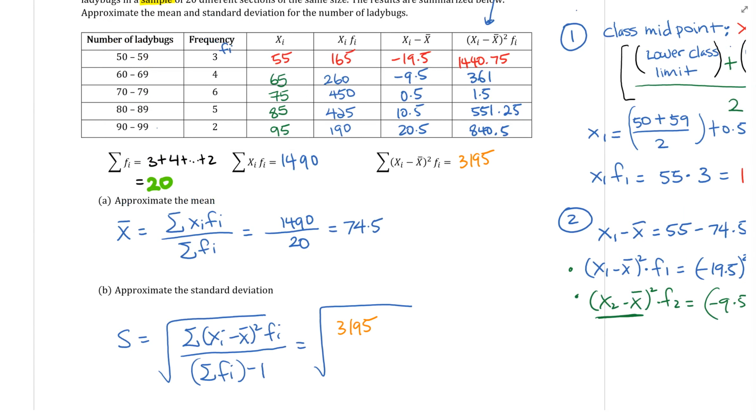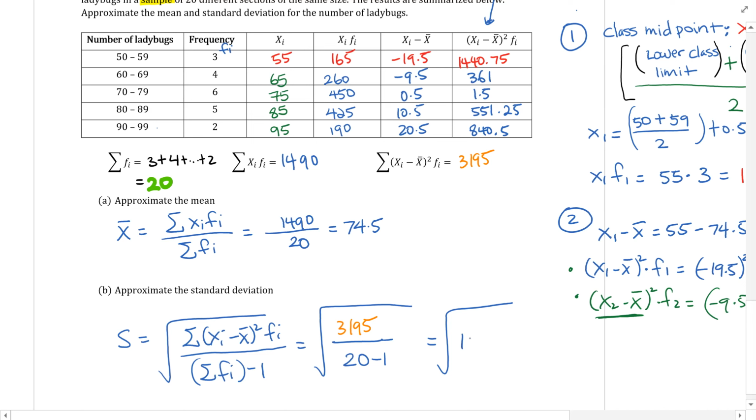3,195. And the denominator here is the summation of fi, which we know is 20, minus 1, right? Then I'm going to do the calculation. So 20 minus 1 gives me 19. So we have 3,195 over 19. And then I'm going to take the square root of that.